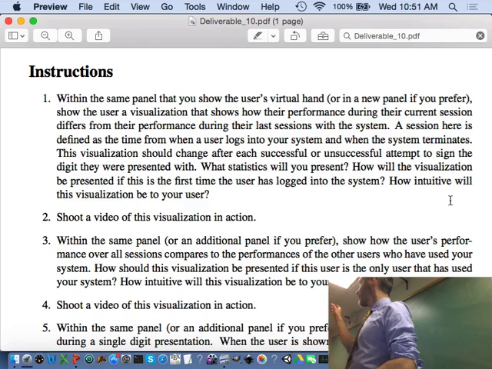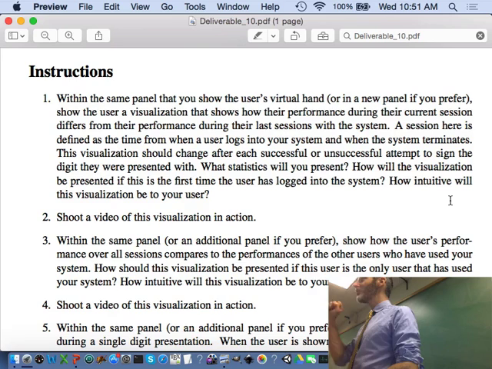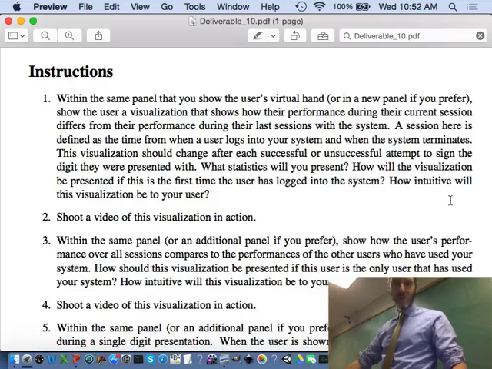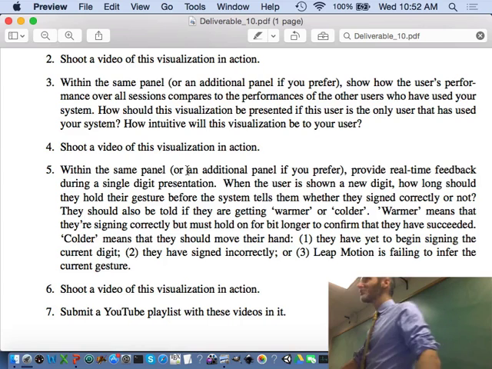You're going to shoot a short video of your first visualization in action. So you have your user, which is probably you, doing something in the first session, logging out, logging back into the second session, and you do a better job in the second session, and we can see that the visualization is showing that you're doing a better job during this session than the previous one. How you do that is completely up to you. Shoot a video of that visualization.